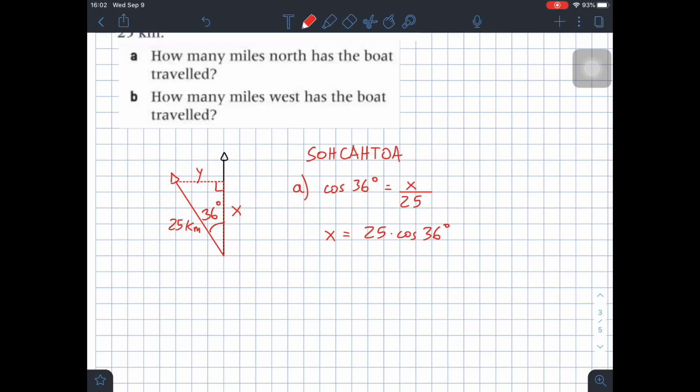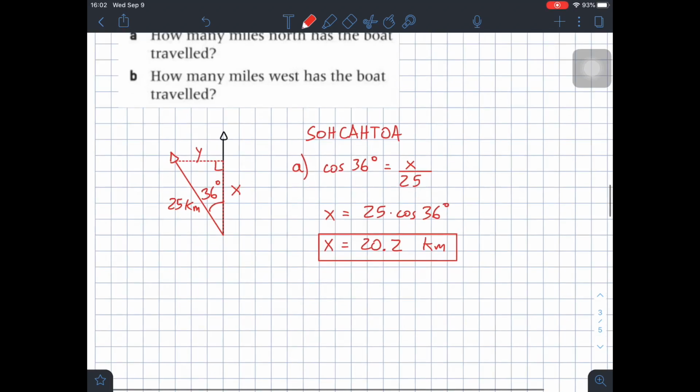In this case, we will need to use our calculator because we cannot calculate cosine of 36 by hand. So 25 times cosine of 36 gives us a value of 20.2, if we round this to 3 significant figures, kilometers. So this is the distance traveled north.